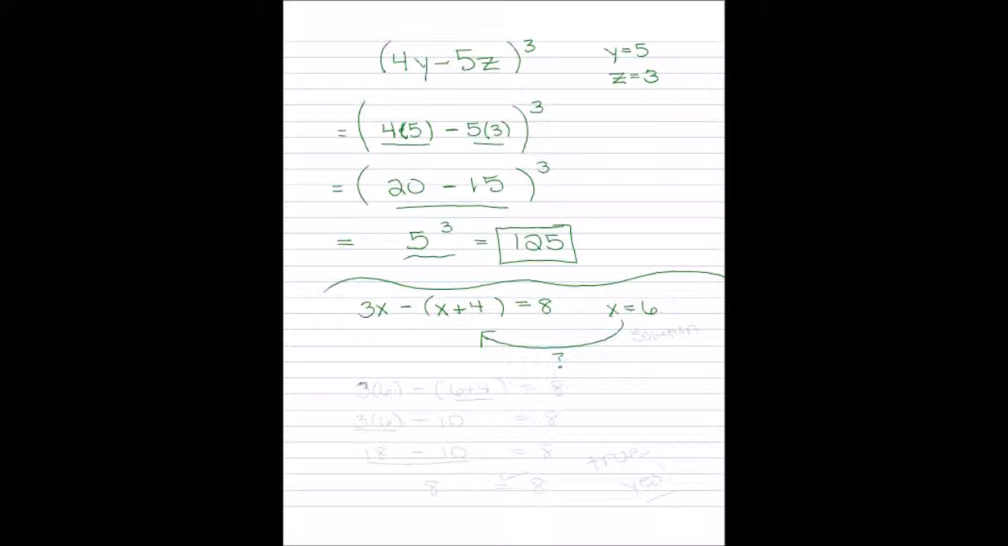So let's try it. Let's put 6 wherever we see x. So this is 3 times 6 minus parentheses 6 plus 4 equals 8. All I did was put 6 in place of all the x's. And now let me condense this side using order of operations to see if it gives me a true statement. So I'm going to do parentheses first. This is going to be 10. Then I do the multiplication. That's going to give me 18. And 18 minus 10 is going to give me 8. So this is actually a true statement.